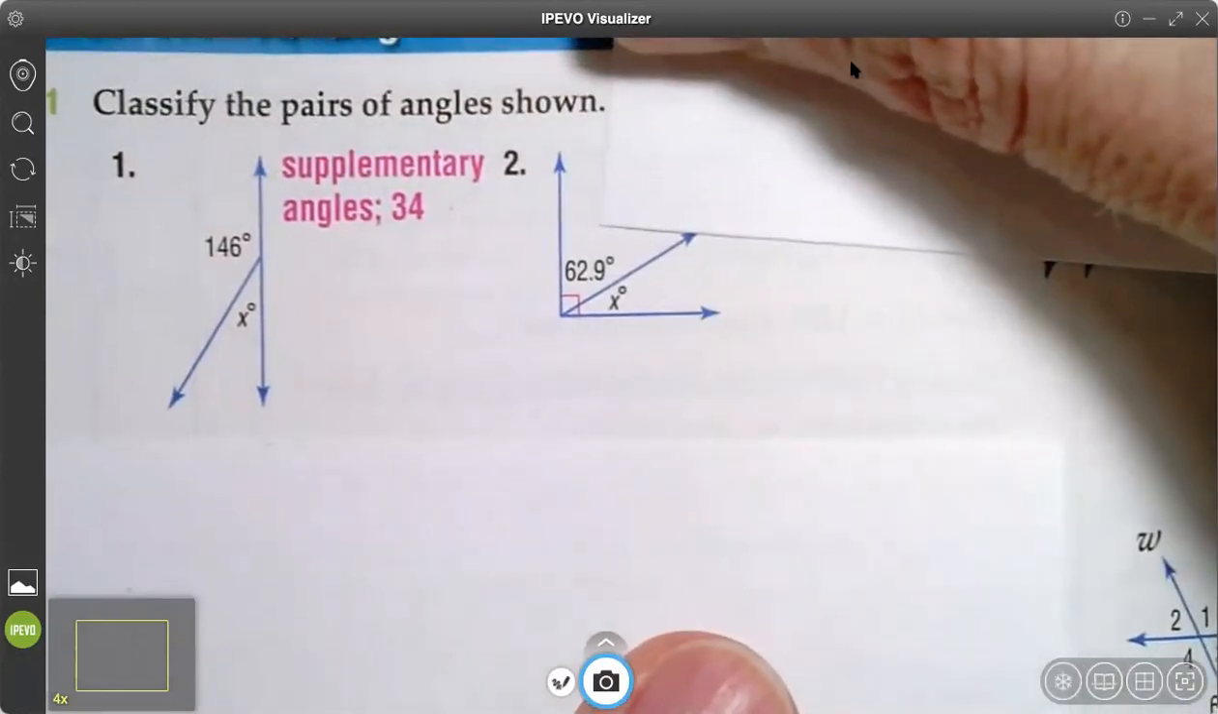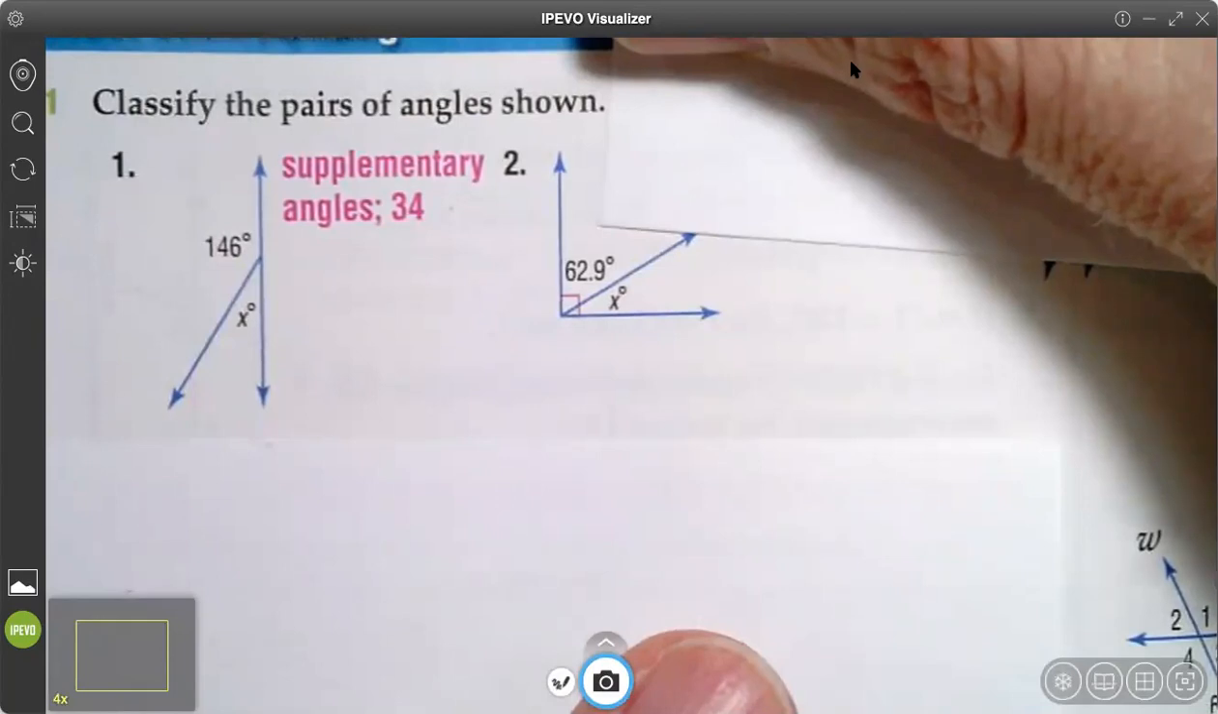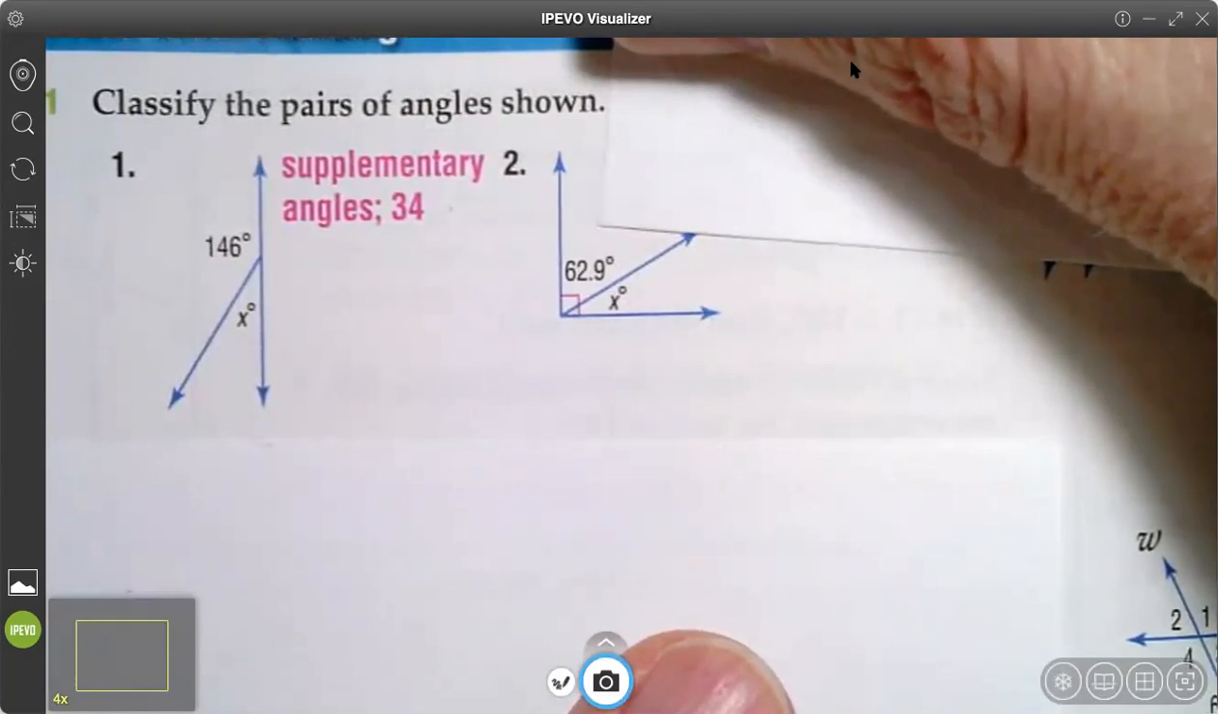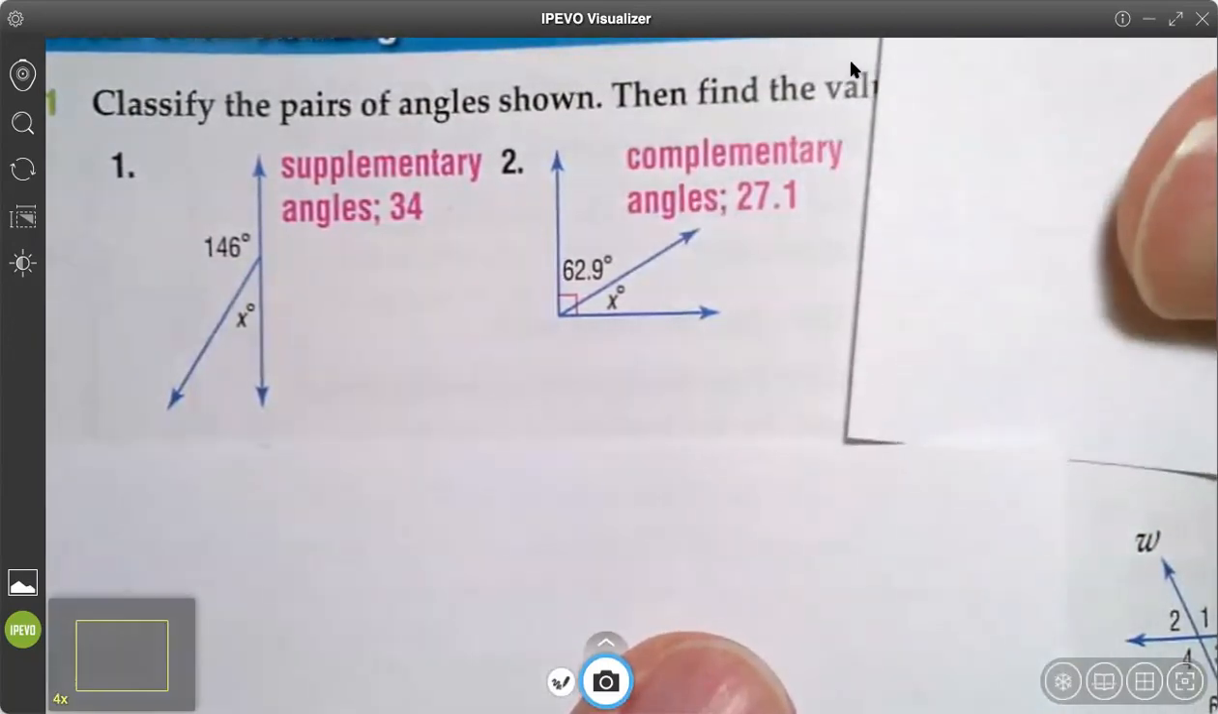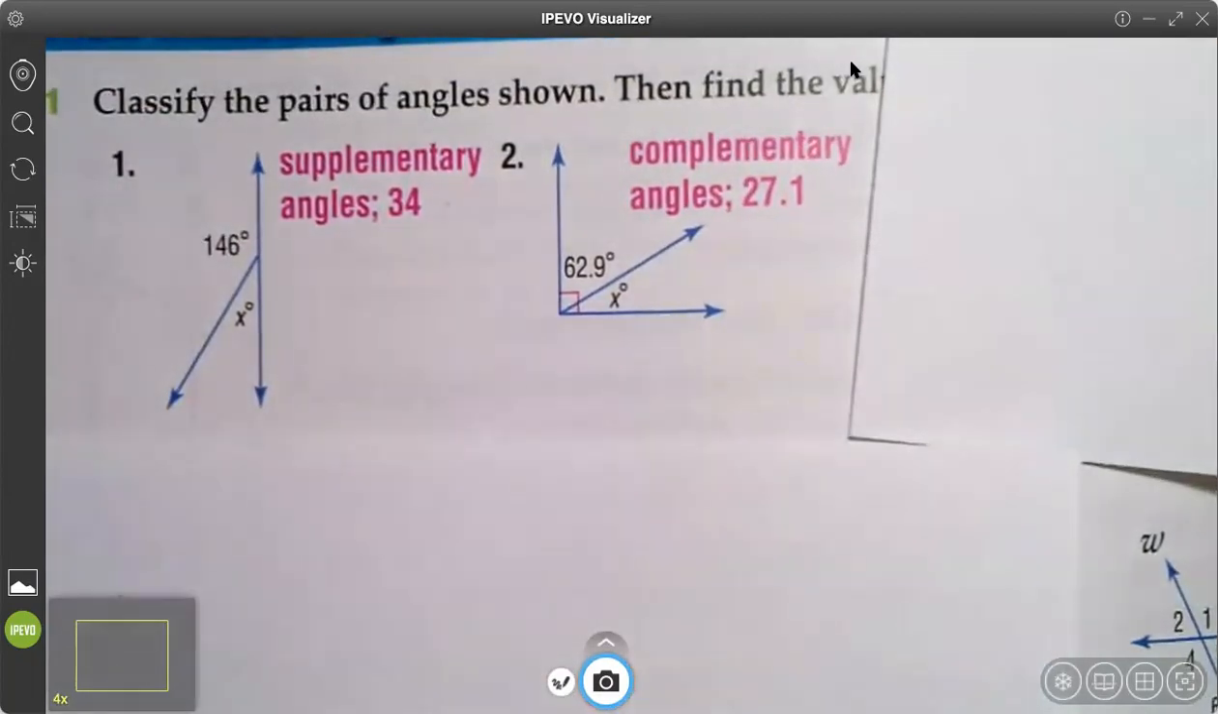Try number 2. Number 2 are complementary angles. If you add them together, you get 90 degrees. So you could say x plus 62.9 equals 90, or more simply, just take your calculator and say 90 minus 62.9 equals, and your answer is 27.1 degrees. Those are complementary angles.